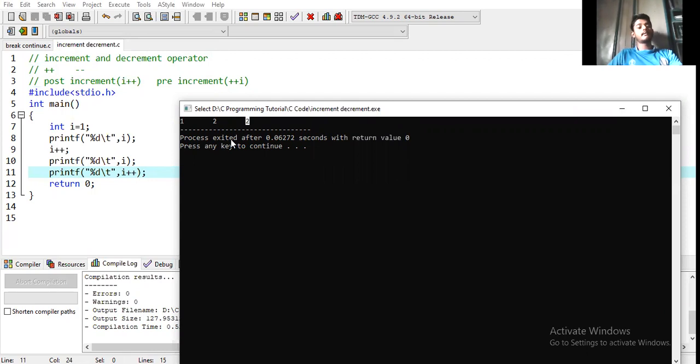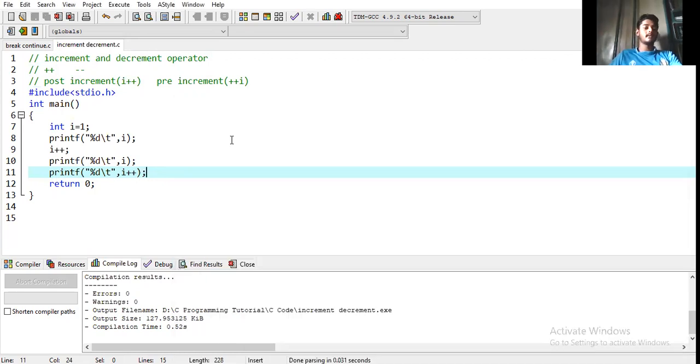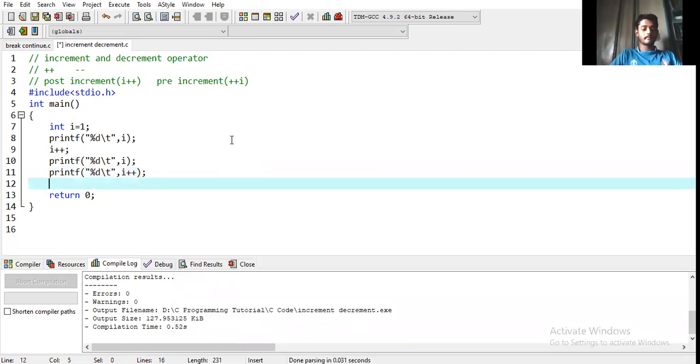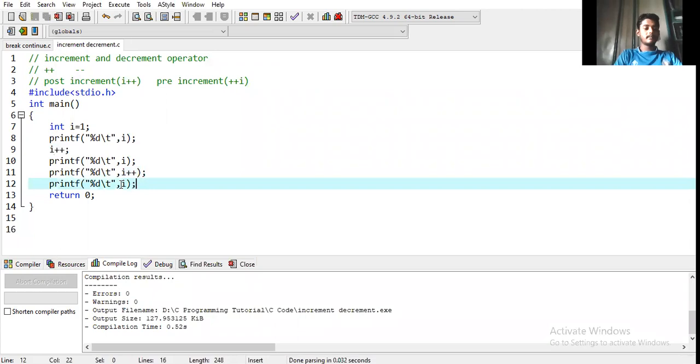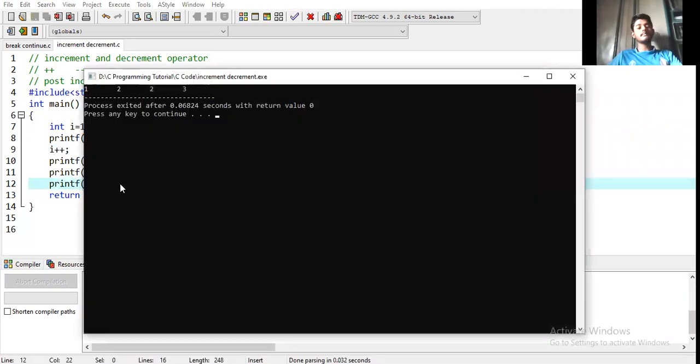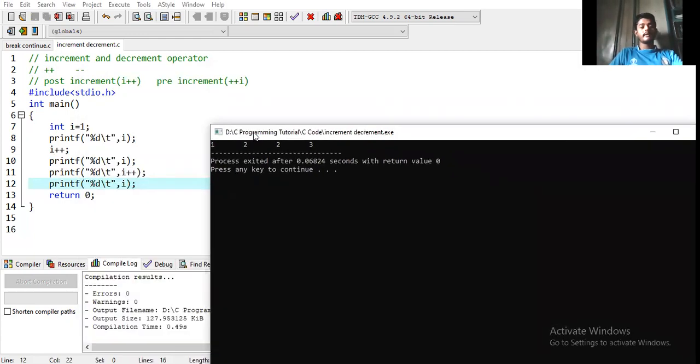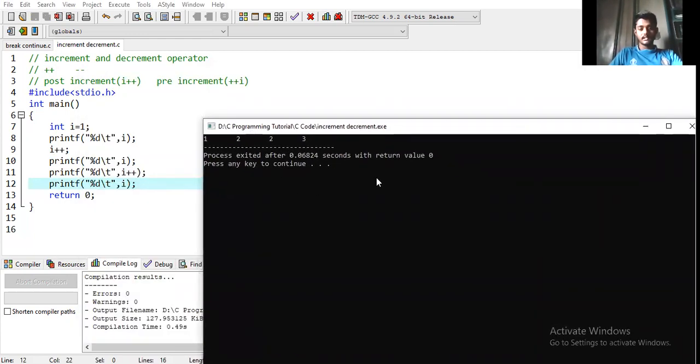And then after that, i is incremented. So now you can see that after 2 it will print 3. See, 1, then 2, then 2, then 3.